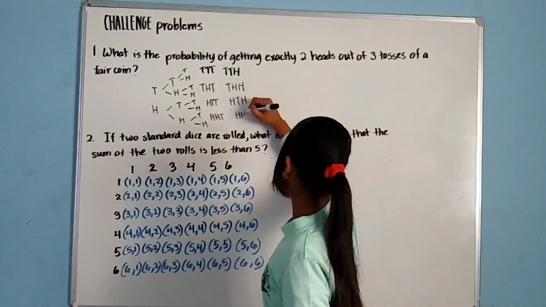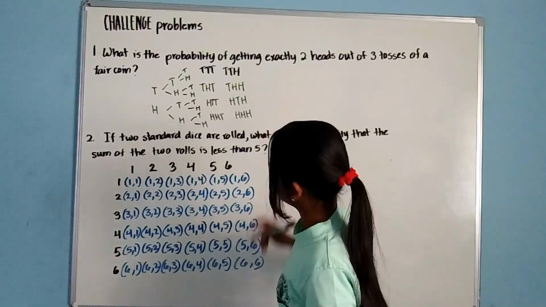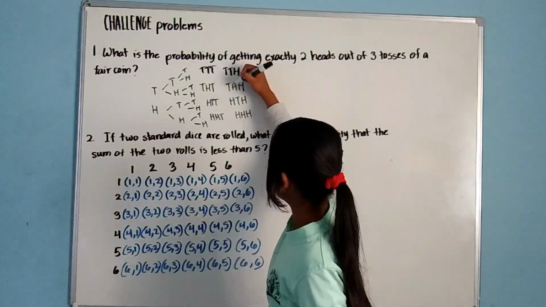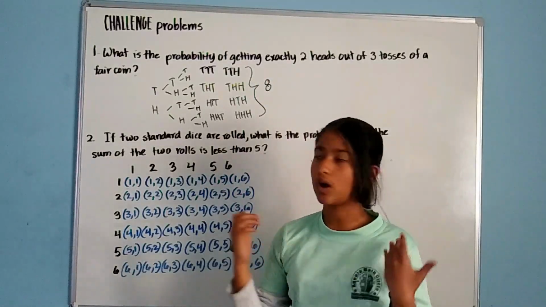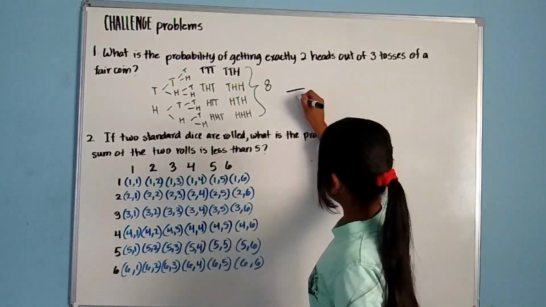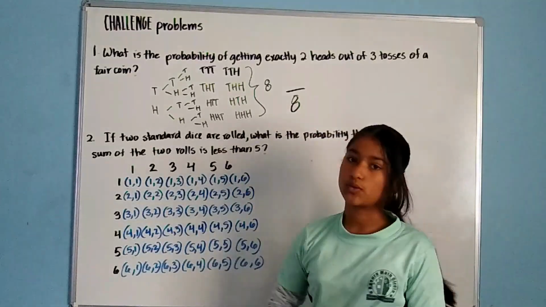And an H, H, H. Now, is there any more that we can do? So, in total, we have 8 possible combinations, or 8 possible events. So you know that our denominator is going to be 8.